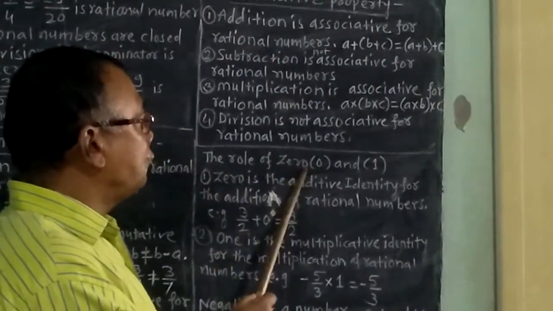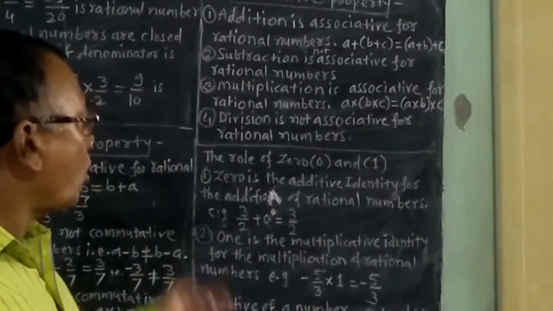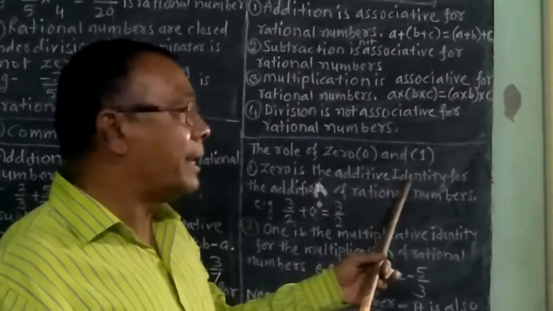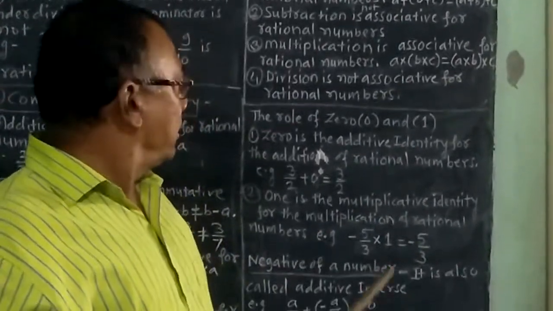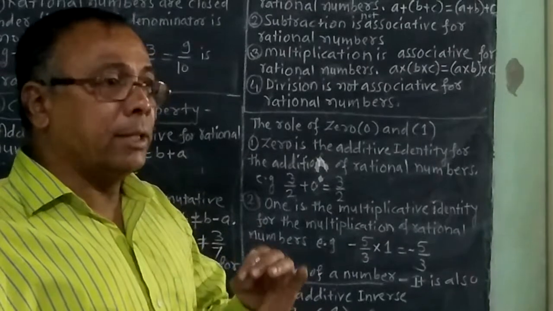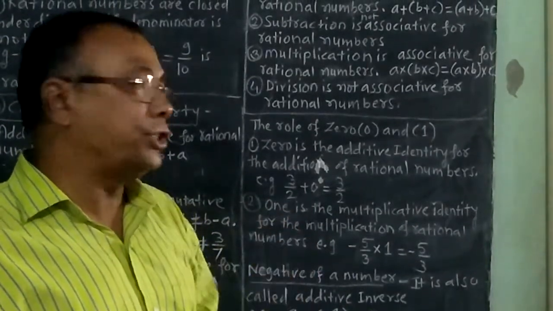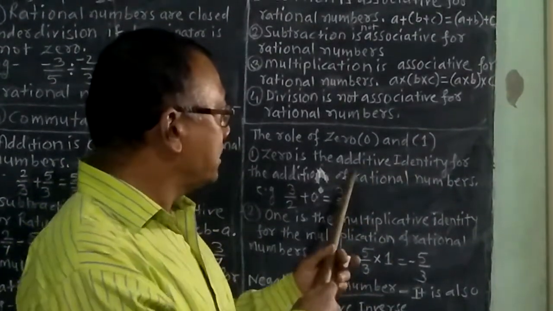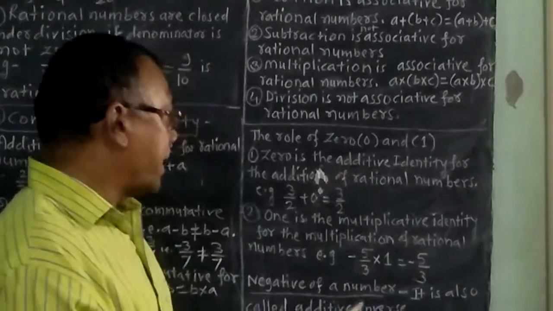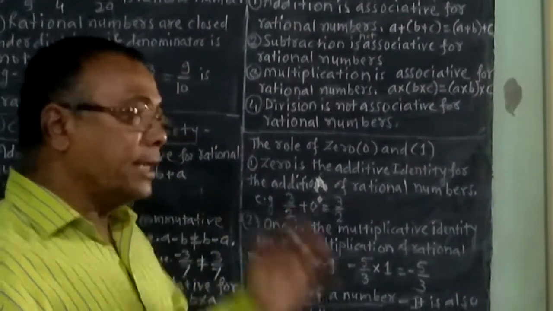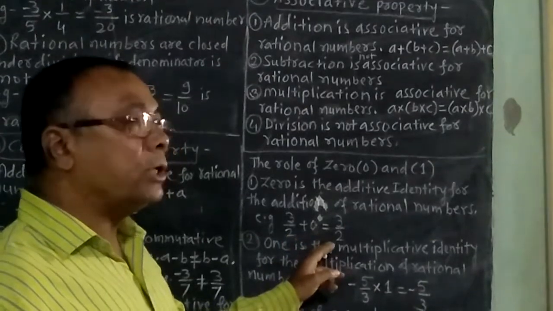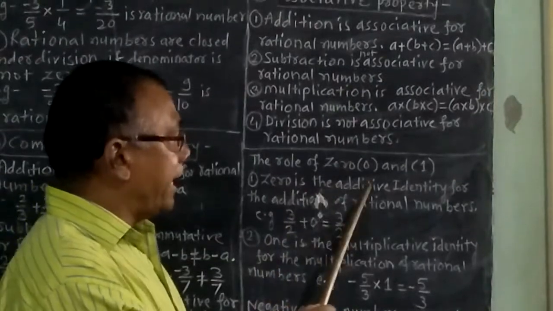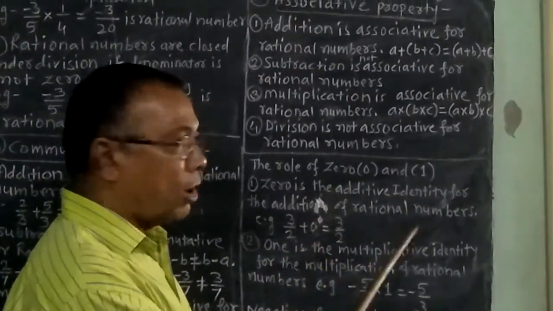The role of 0 and 1. The role of 0 means we can say that 0 is the additive identity, means if we add any number and the identity of the given rational number is not changed, then we can say that the property is additive identity. And we know that if we add 0 to any number, then the value does not get changed, and therefore 0 is the additive identity for the addition of a rational number.